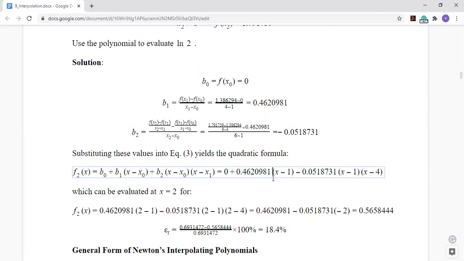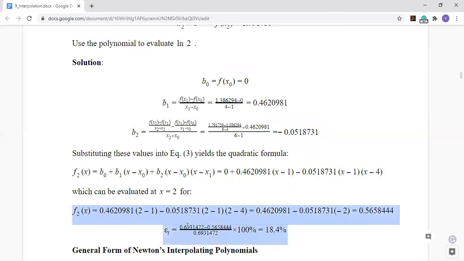So that's the question. This is the polynomial we arrived at. You're going to put 2 here, 2 here, and 2 here. When we did that, we got 0.5658. So this is the second order polynomial. And I said the second order polynomial has less error compared with the first order polynomial.